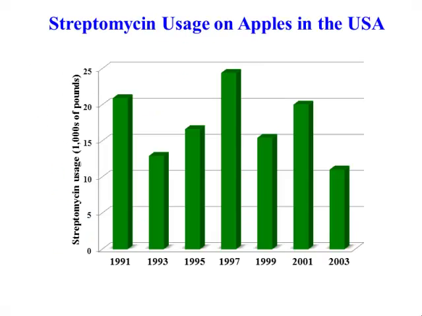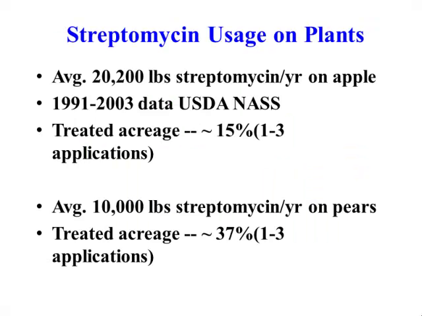Streptomycin use on apples, it's difficult to get statistics for antibiotic, fungicide use in plant agriculture, and these stats are only up to 2003, coming from the USDA National Agriculture Statistical Service. You can see that the usage is in the thousands of pounds, ranging from about, say, 10, 12,000 pounds a year to just under 25,000 pounds. And I would say after 2003 that range is probably similar. So the average would be about 20,000 pounds per year, and the treated acreage being about 15% of all apple acreage in the U.S.